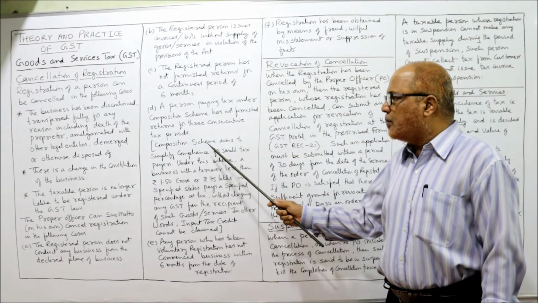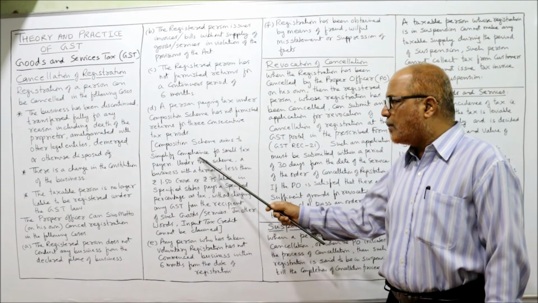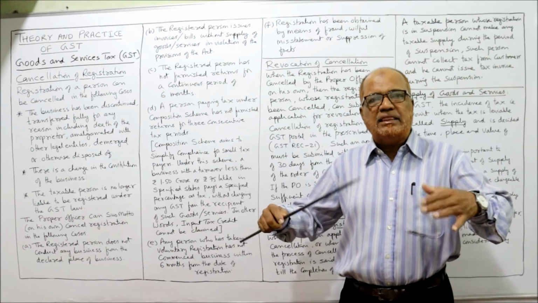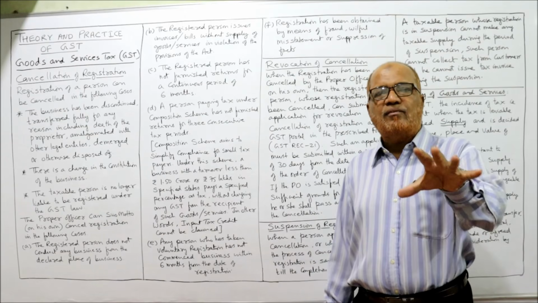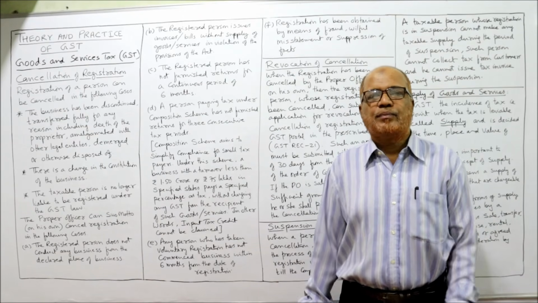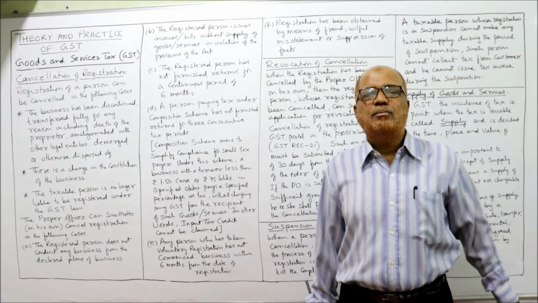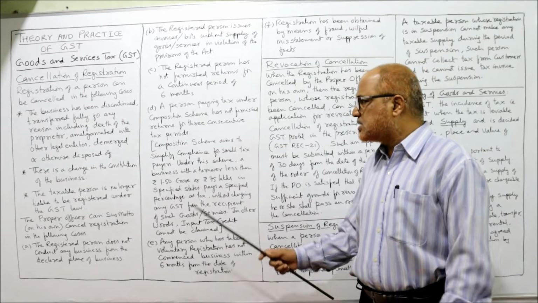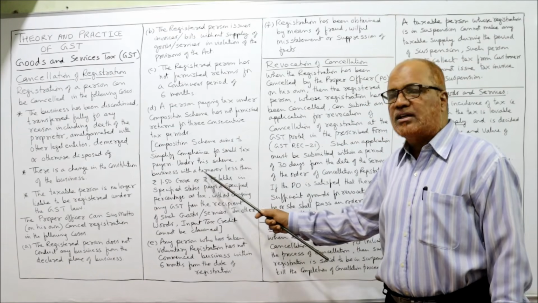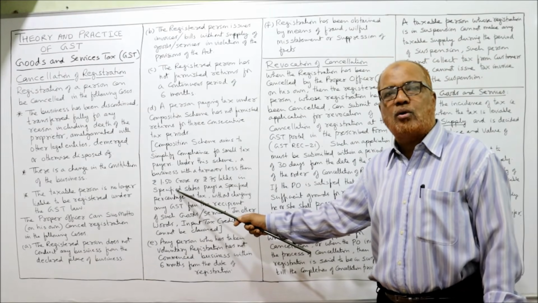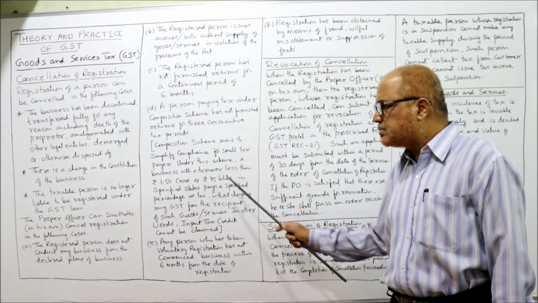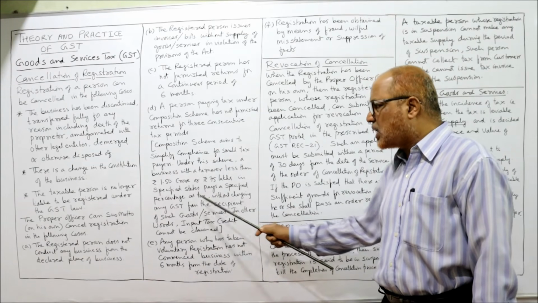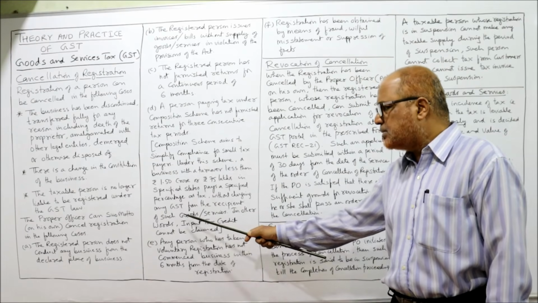What is this composition scheme? I am explaining. The composition scheme aims at simplifying compliance for small taxpayers. Because the GST procedure is a little bit lengthy, it will be a burden for a small taxpayer. So GST has given one scheme called the composition scheme for small taxpayers. Under this scheme, a business with a turnover of less than 1.5 crore, or 75 lakh in specified states, pays a specified percentage as tax without charging any tax from the recipient of such goods or services.